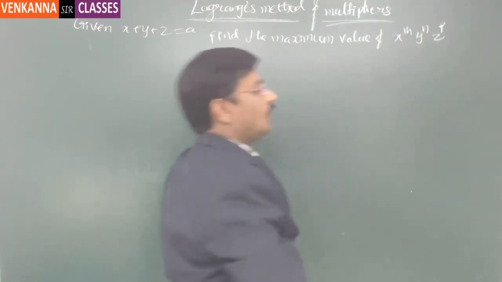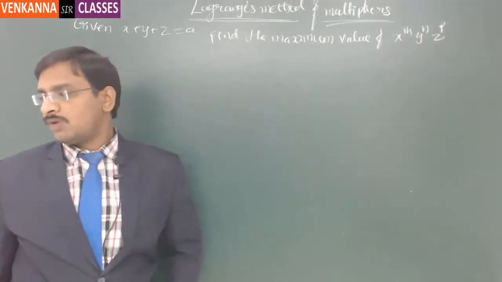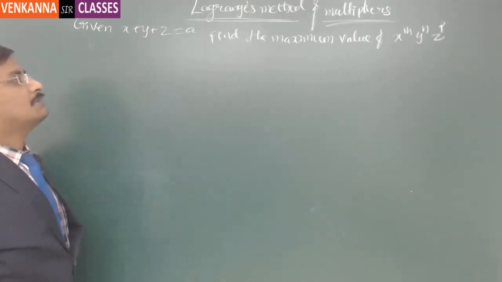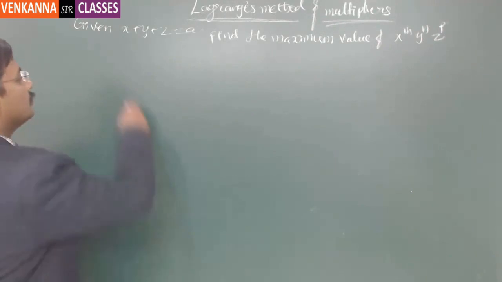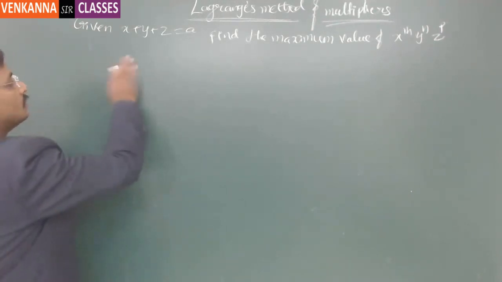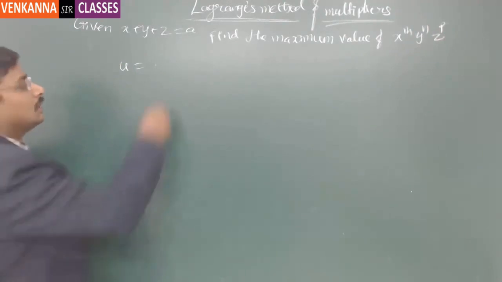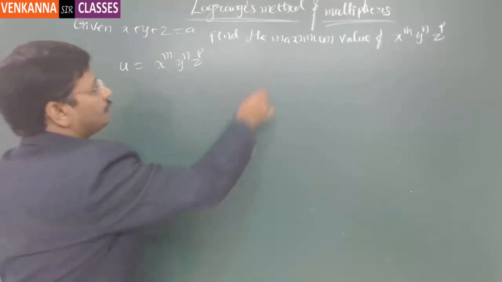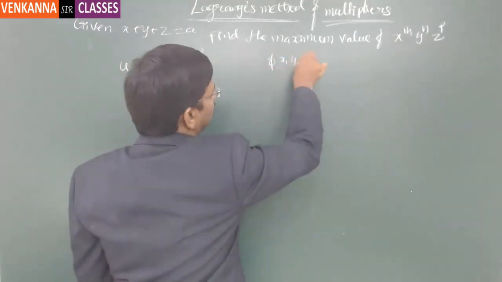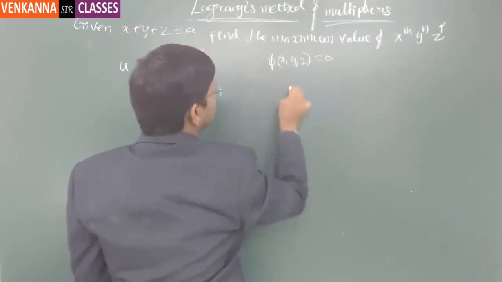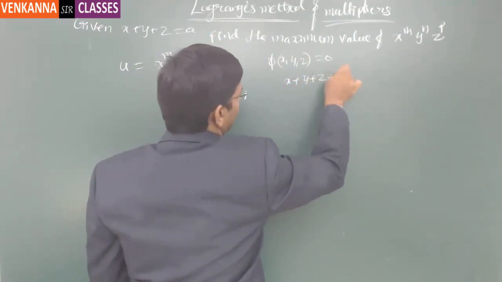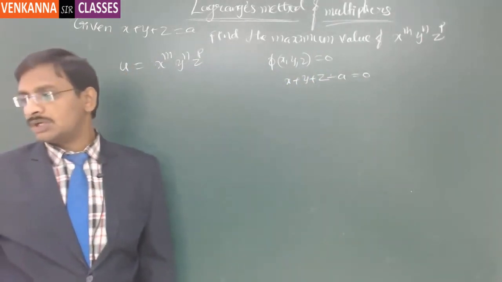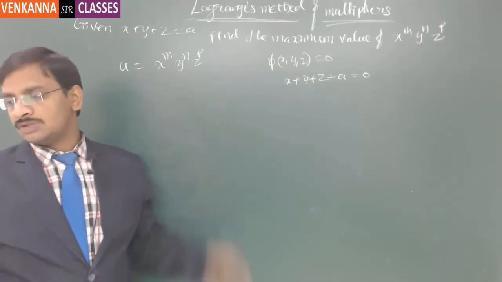So for this function actually we have to find out the maximum value for x power m, y power n, z power p, subjected to the condition of x plus y plus z is equal to a. Now we will form the function for which we need to find the maximum value, that is u equal to x power m, y power n and z power p. And the condition is phi of x comma y comma z is equal to 0, where phi is x plus y plus z minus a is equal to 0. Subjected to this condition, we will be finding the maximum value.